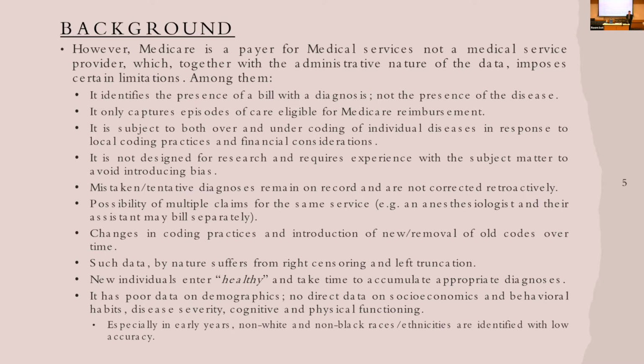There are changes in coding practice. It's an introduction of new and removal of old codes over time. Generally, trend analysis prior to doing anything else finds these. And again, we have the ICD-9 to ICD-10 switch. Now, such data by nature suffers from right censoring and left truncation. What does this mean? It means that we don't know about a person's health status until he gets in the system and starts updating it. And if we run out of data, we don't know what happened to him afterwards either. So we'll see what this causes later on.